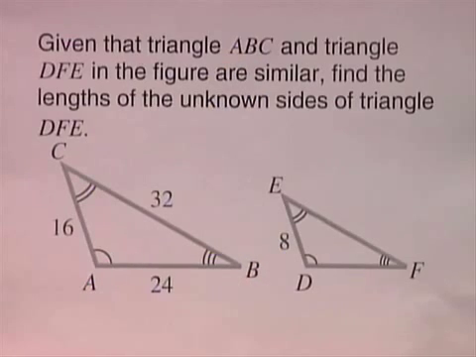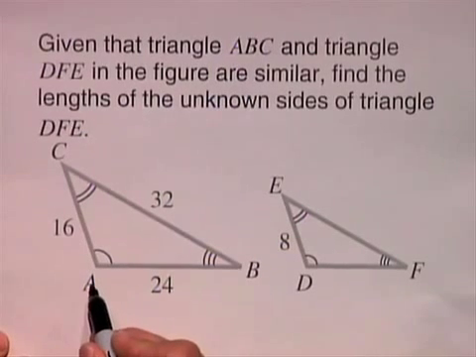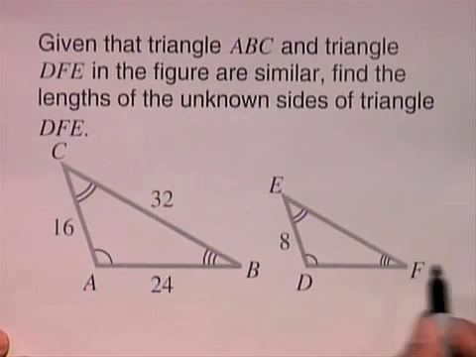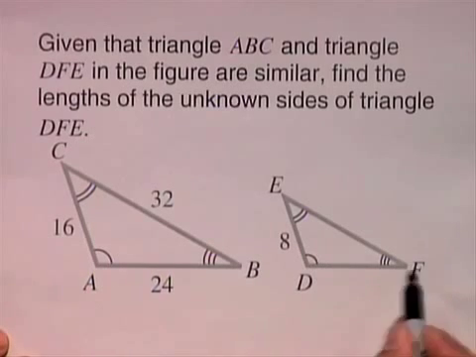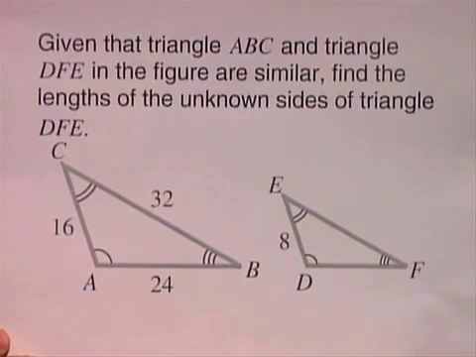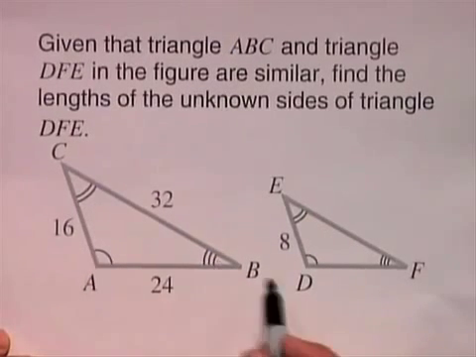In this example, we'll be finding the lengths of the sides in similar triangles. Given that triangle ABC and triangle DFE in the figure are similar, find the lengths of the unknown sides of triangle DFE. Well, let's again notice that angle A corresponds to D, B to F, and therefore side DF corresponds to side AB. We need to know that because in similar triangles, the corresponding sides are in proportion.